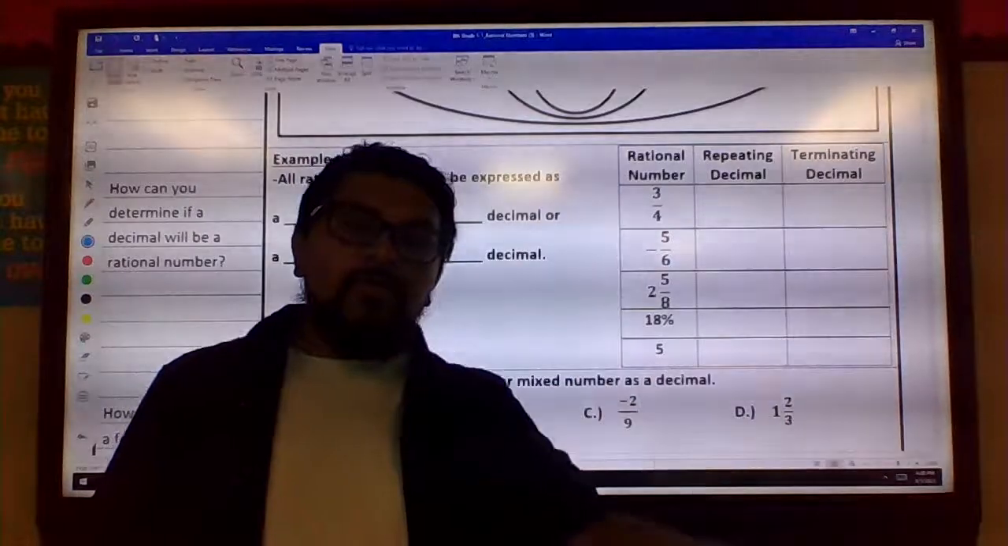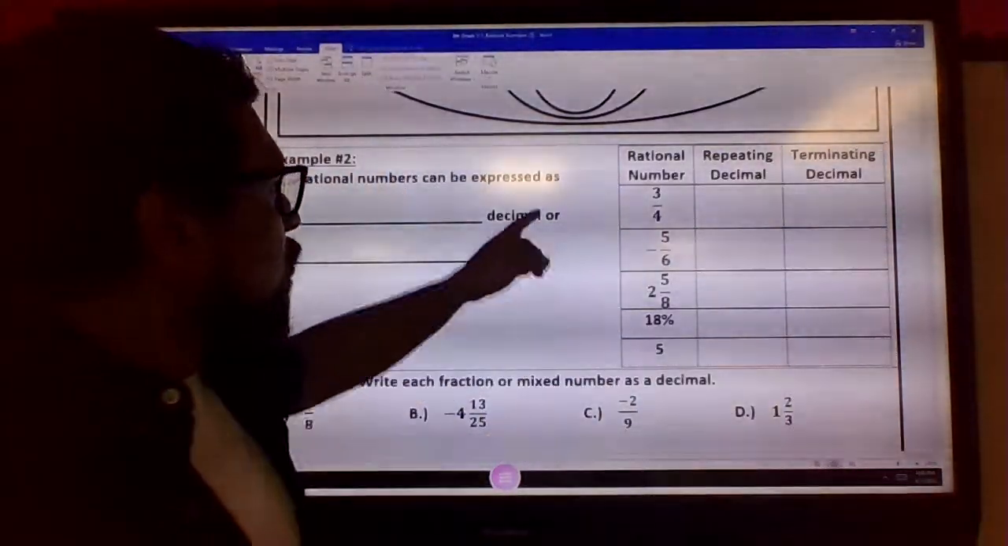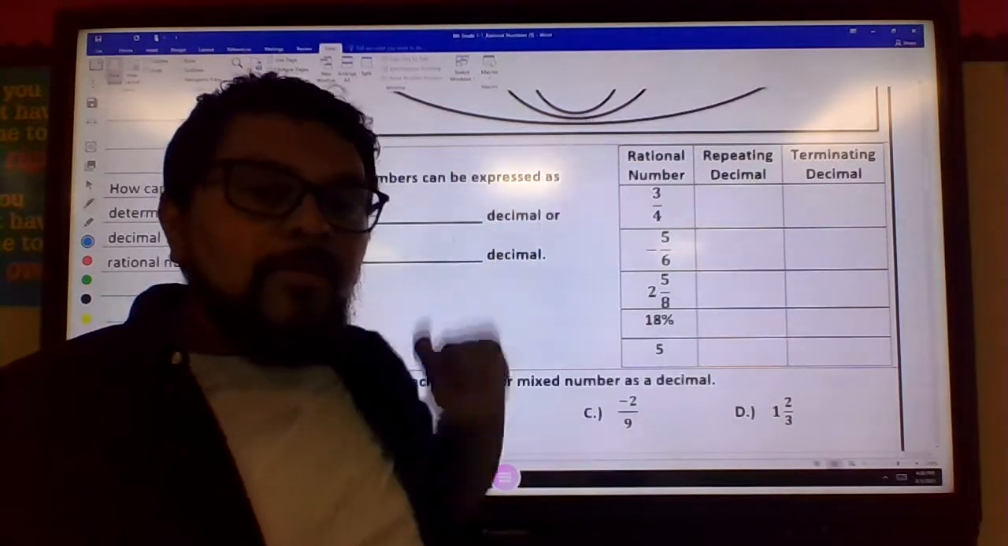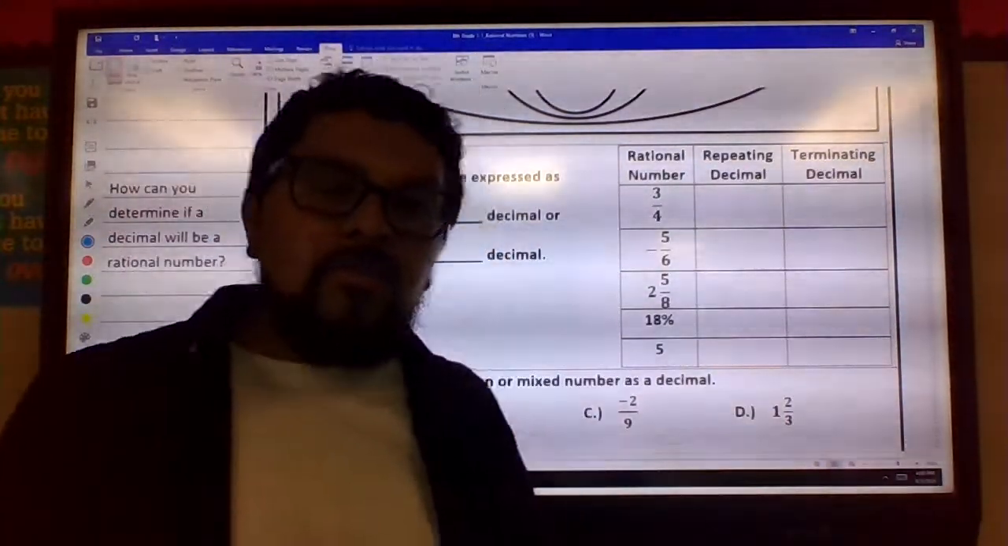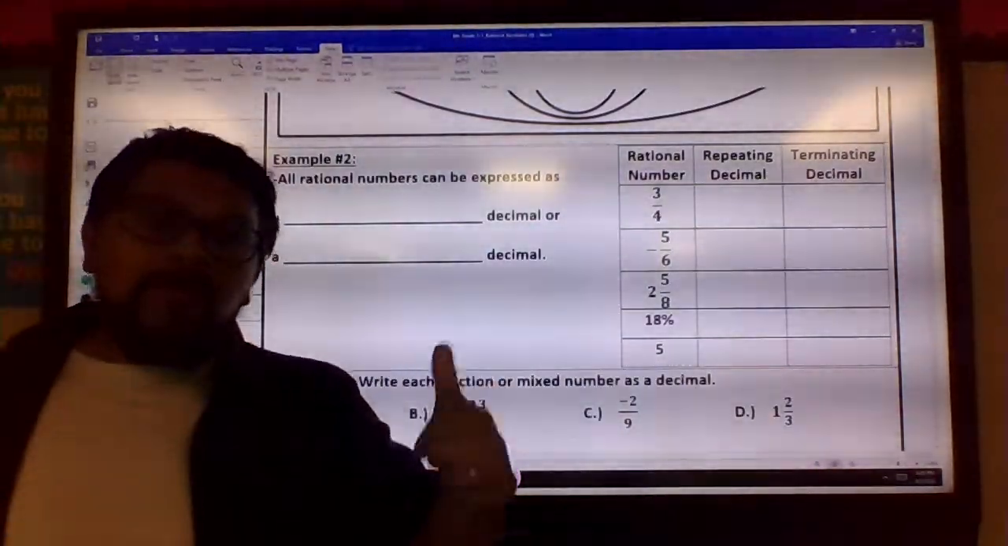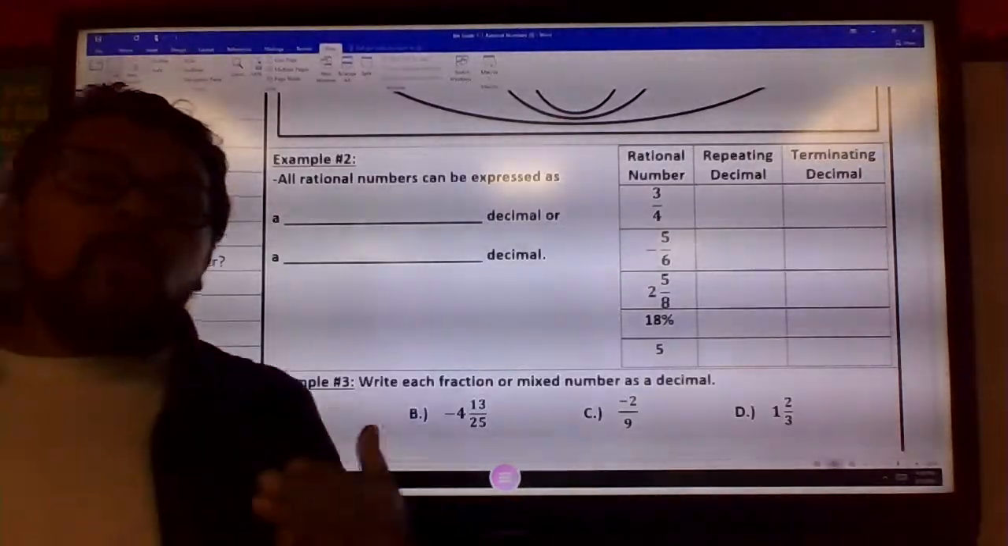All right, we're continuing our lesson. So example number 2. I told you up here on the little eyeball diagram that we can write rational numbers as decimals. Yes? Okay, fractions and decimals. Now, there's a little bit more to decimals.